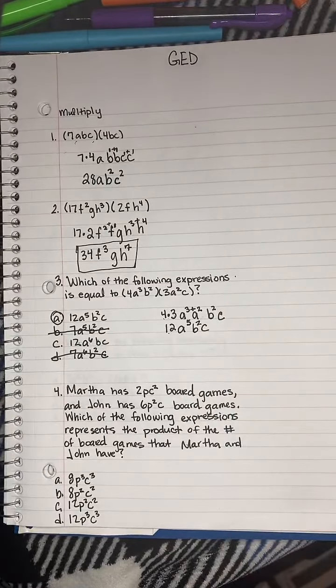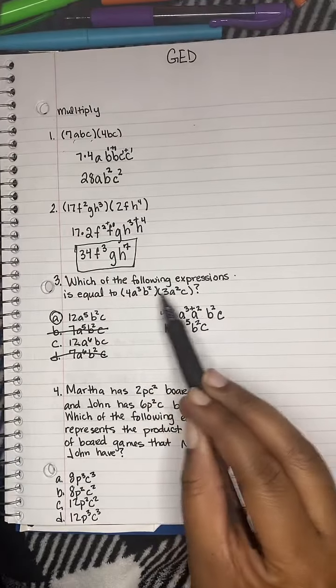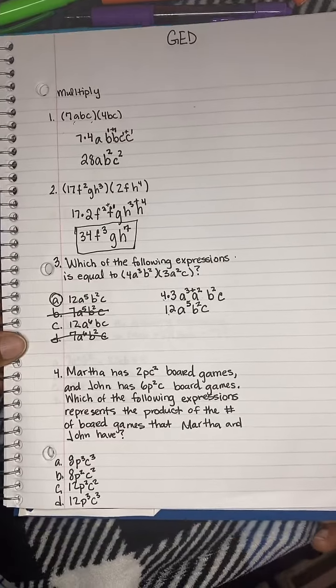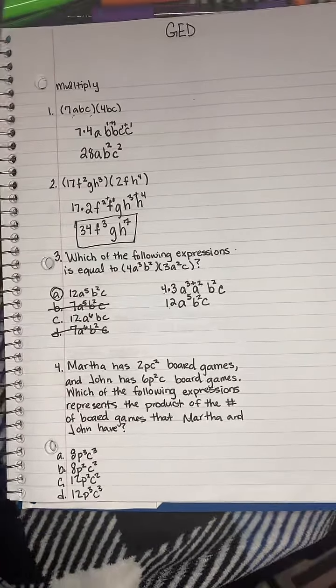Okay. So which of the following expressions is equal to this? And then we have an A to the third and an A squared. Okay, because we have an A to the third, an A squared, so we write those next. We have a B squared and a times C.